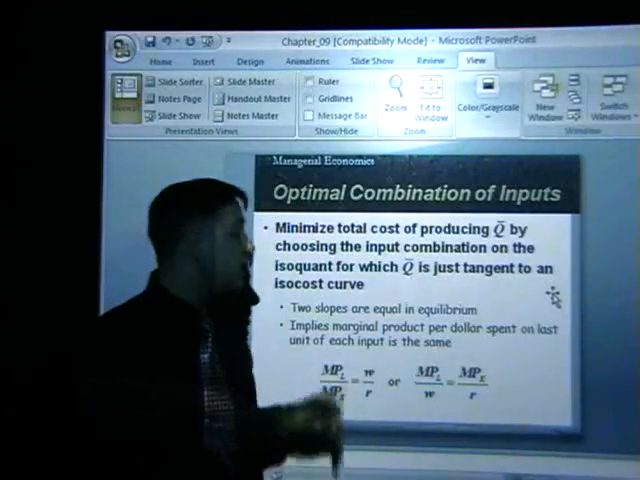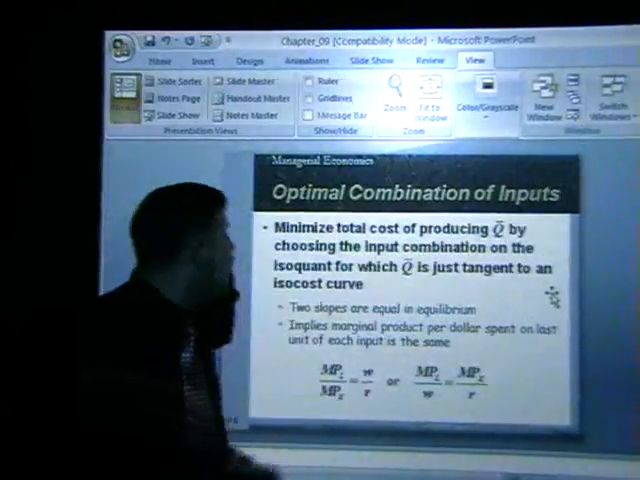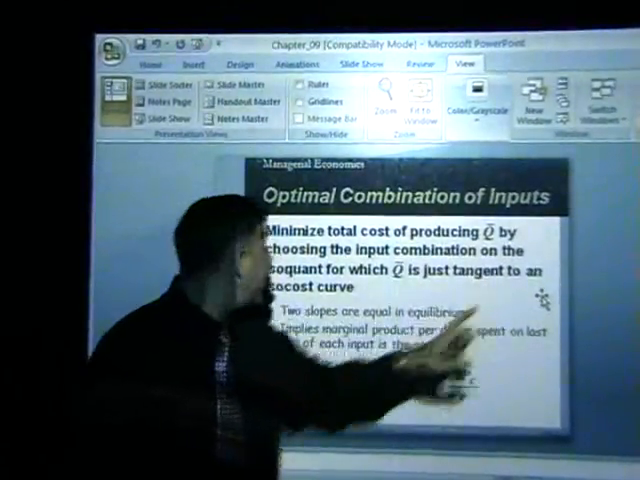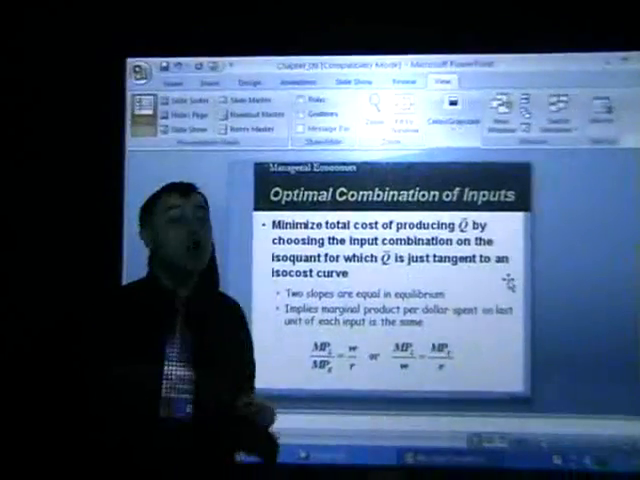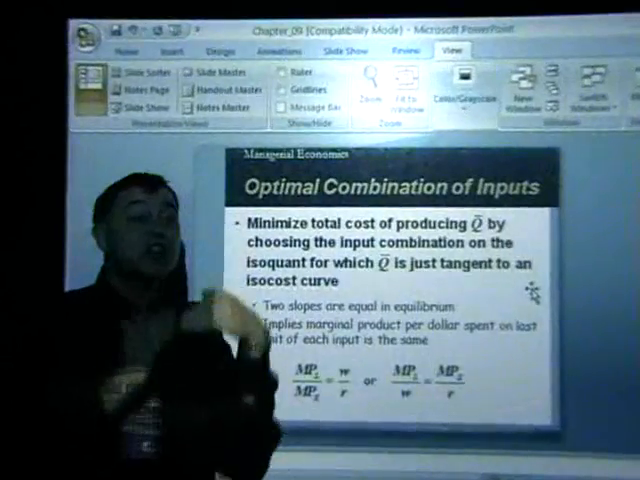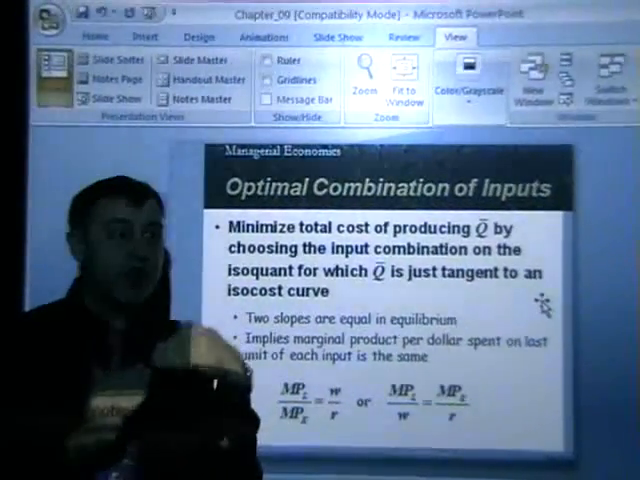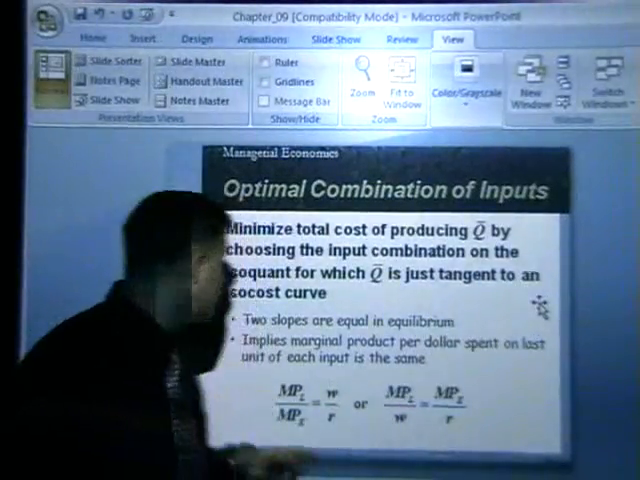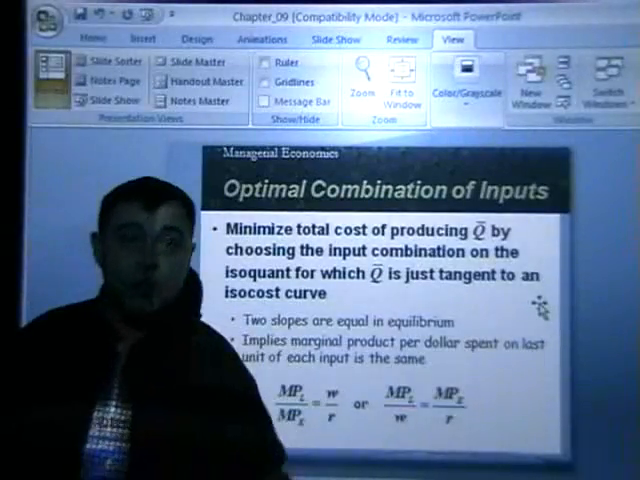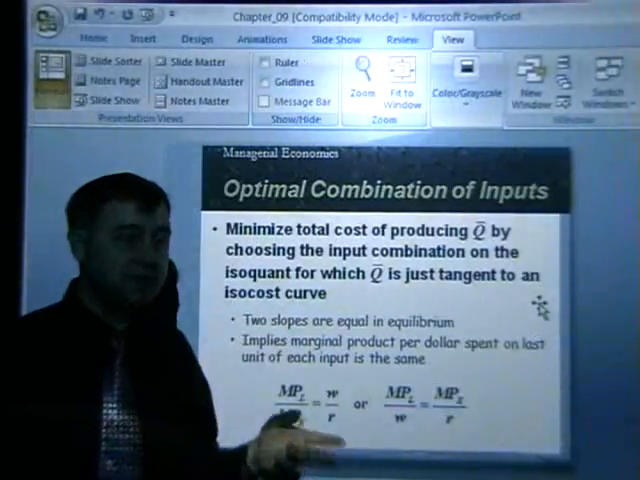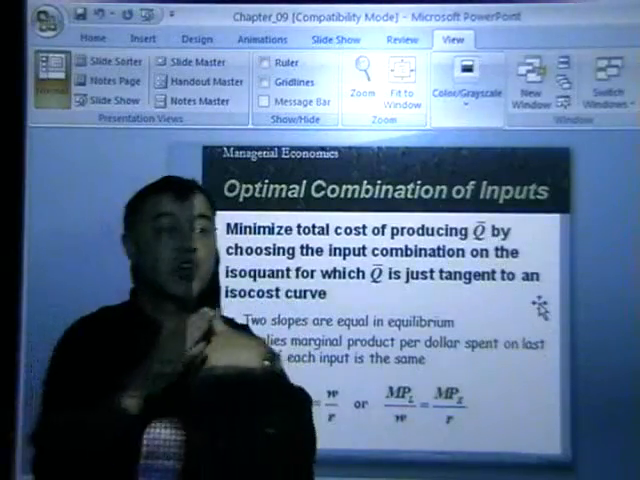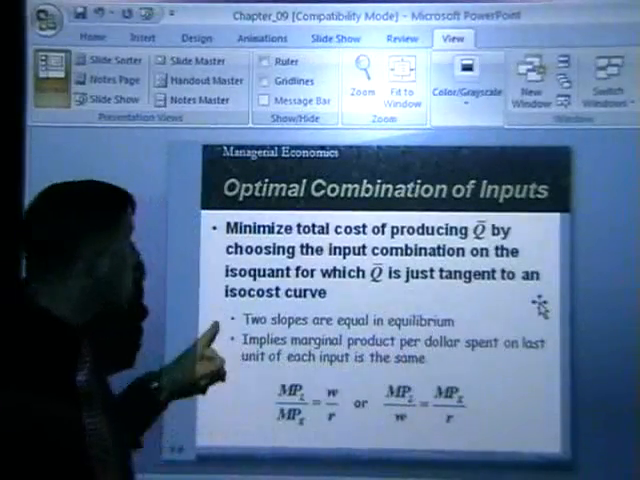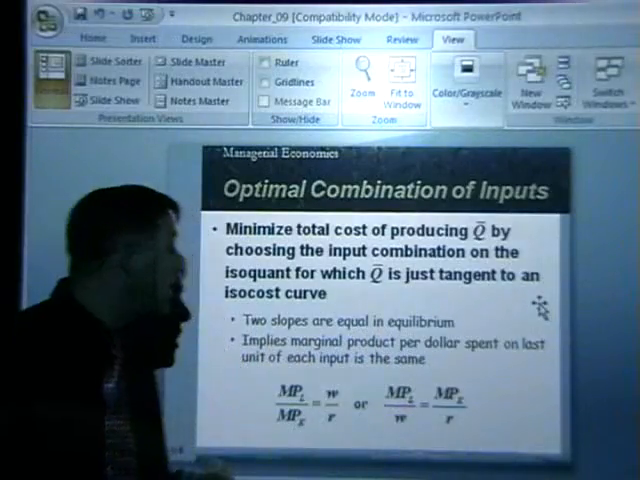Or vice versa, right? So, you choose the input combination on the Isoquant for which it is tangent to the Isocost curve. Tangent means trade-off. The trade-off of the cost is identical to the trade-off of the marginal rate of substitution. So, when they're tangent to each other, it's elementary mathematics: two curves are tangent only when their slopes are equal. So, the two slopes are necessarily equal.